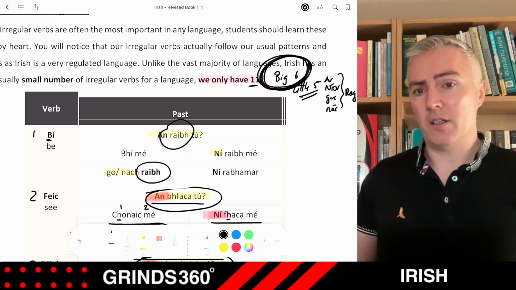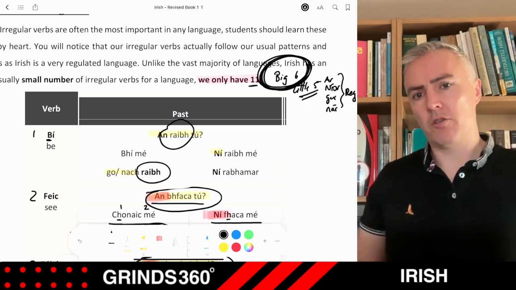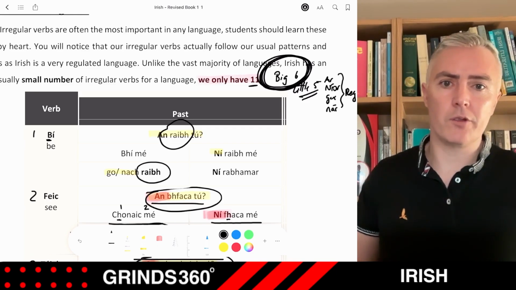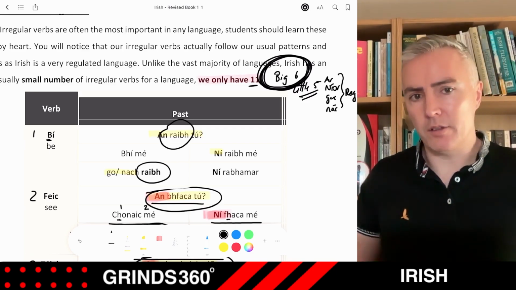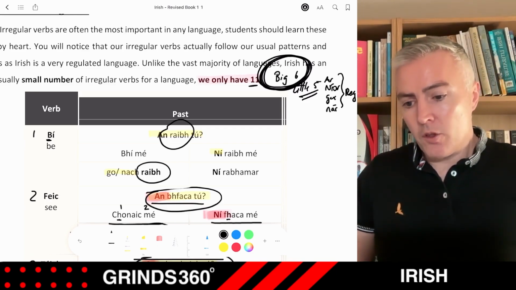That's the hardest thing. If you sit back and you look for your patterns, your logic and your structure, you see Irish straight away for what it actually is, a very, very patterned and very, very regular language. So I'm going to leave it at that.